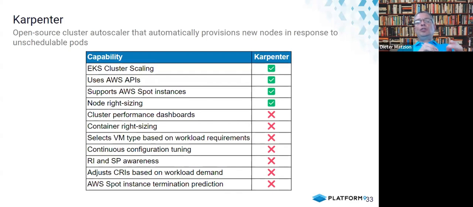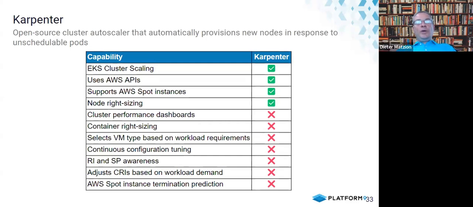It doesn't do continuous configuration tuning. What is that? That is that it observes, let's say, over time, the parameters of the horizontal autoscaler or the requested memory, the requested CPU. And it observes those over time, and it continuously tunes these configuration parameters to run optimally.